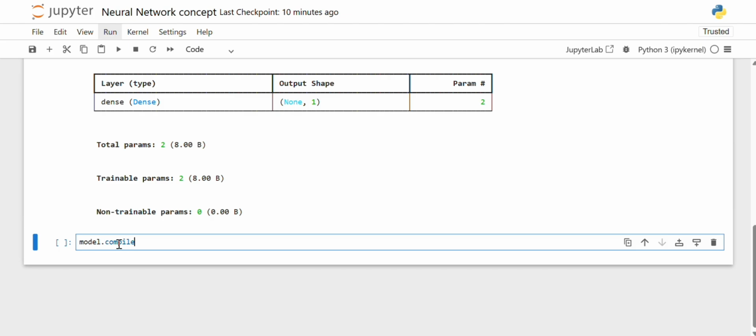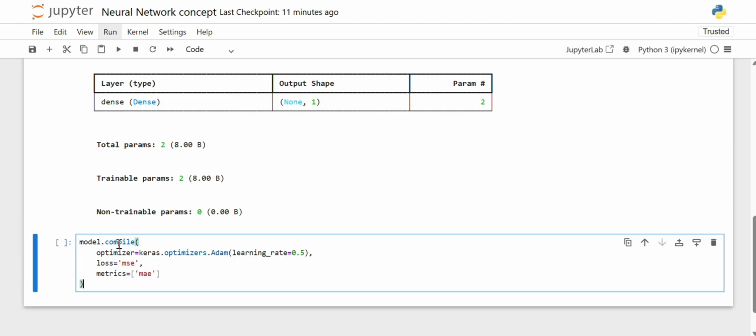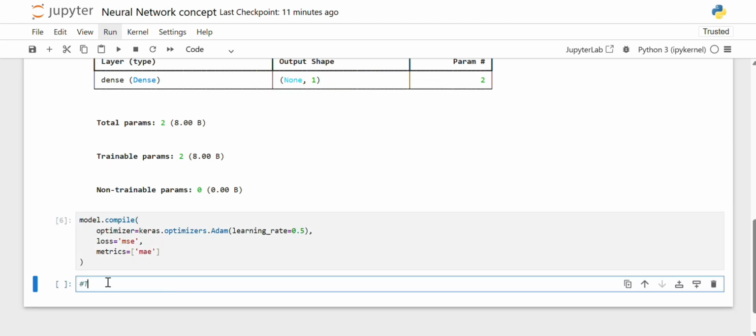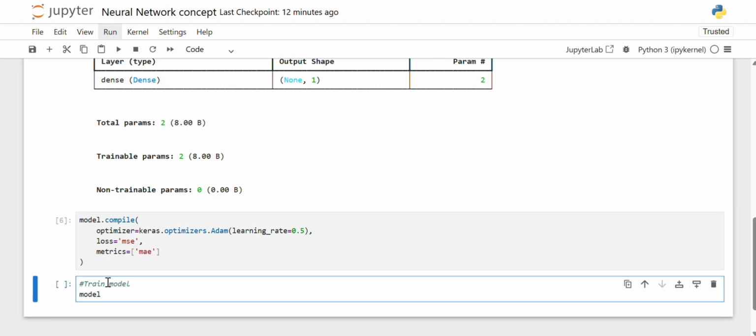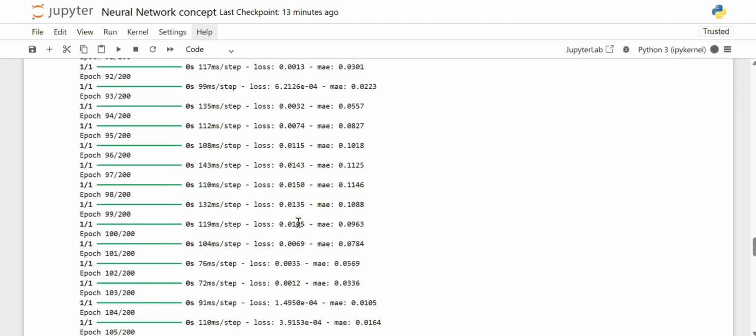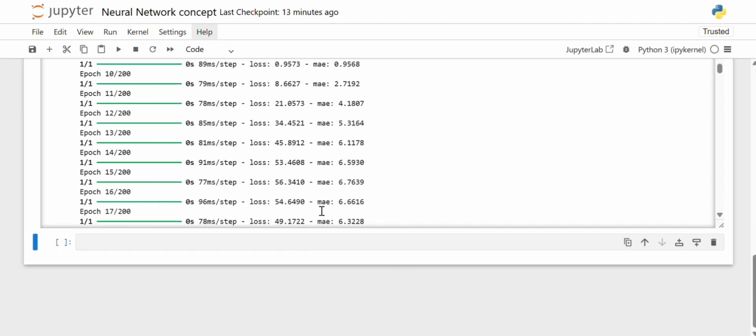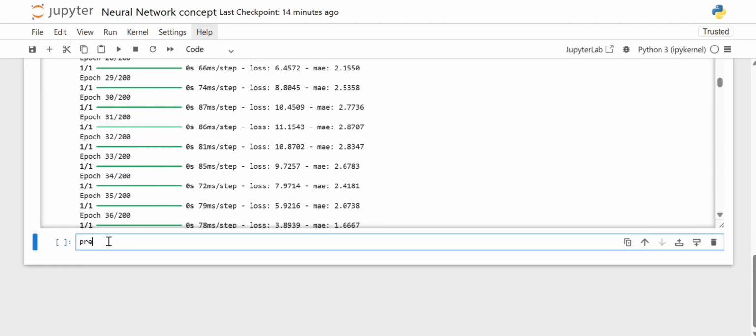Before we train the model, we need to compile it. Now let's train the model on our data. During training, the model will try to minimize the loss. Basically, it learns the baseline that fits our data. Now you can see the loss and error values are going down. That means the model is learning correctly.